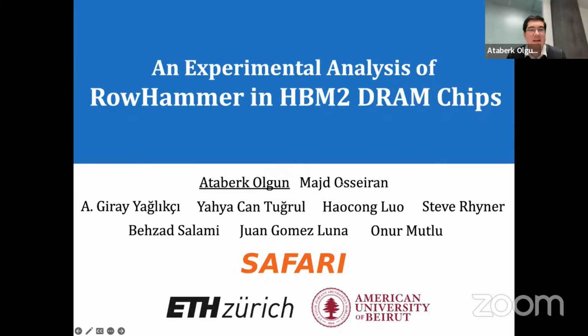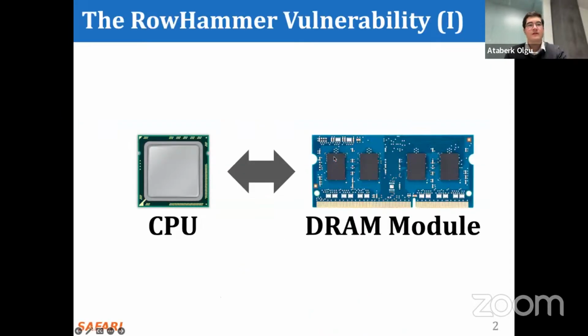So again, hello, everyone. Welcome to this third meeting of PNS FPGA-based exploration of DRAM and RowHammer. In this meeting, in the live streamed part, I will present our recent work, an experimental analysis of RowHammer in HBM2 DRAM chips. So let me first explain the RowHammer vulnerability.